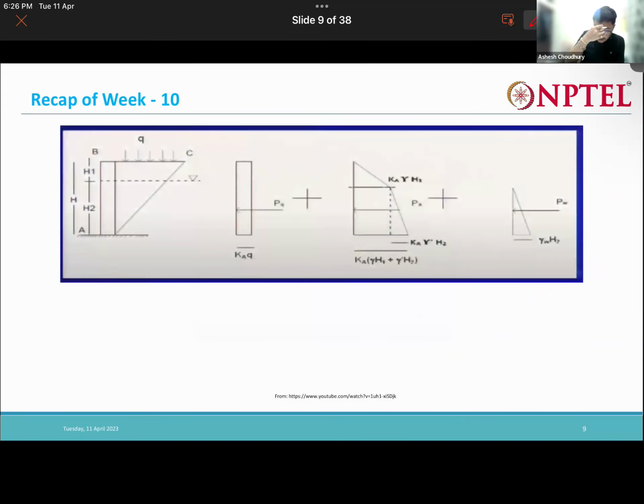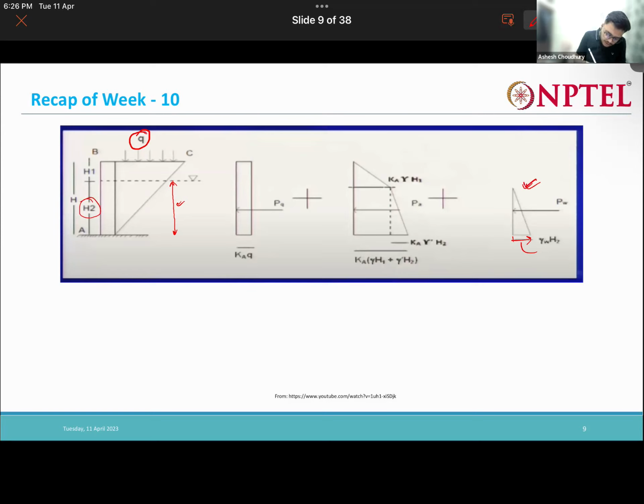Now say we have a partially submerged case, and also you have some surcharge acting. So first, for this part below, it's submerged, right? For this part we will be having some hydrostatic stress distribution like this. So this is nothing but gamma W into H2. This is H2, right? The hydrostatic we will be getting.